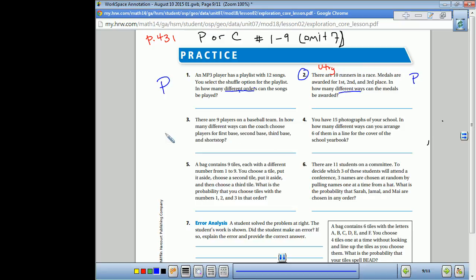Assigning who plays which base. Permutation. It matters, the order. Okay?